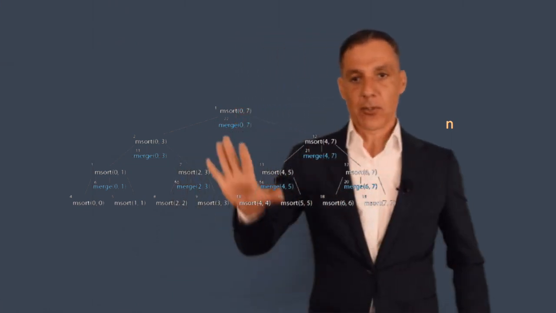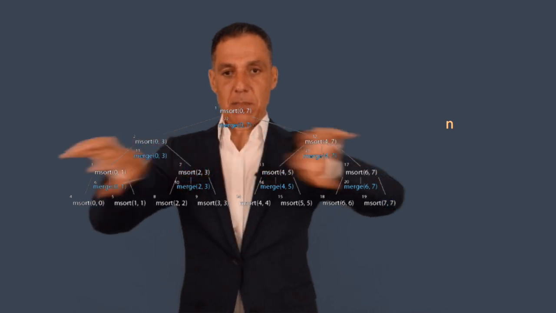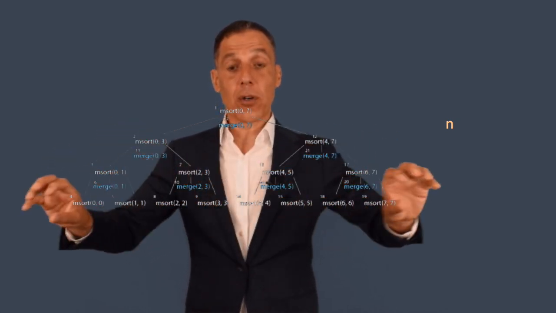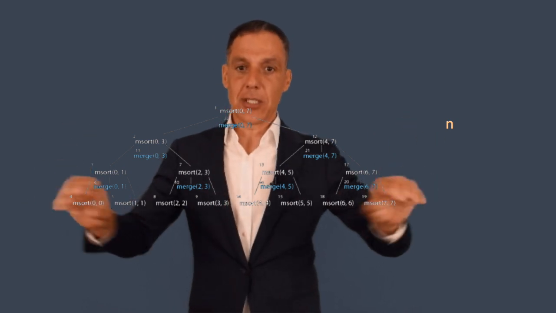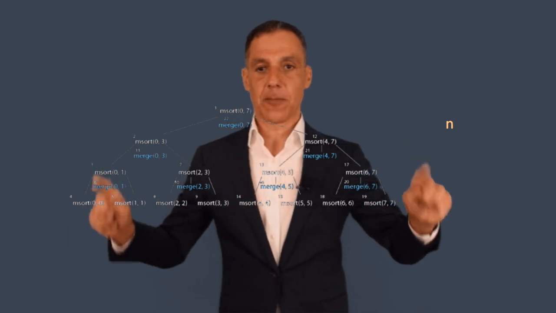Well, let's see. So here's my recursive tree. I had the original call with 8 elements. That spun off 2 recursive calls with 4 elements each. That spun off 4 recursive calls with 2 elements each, and that spun off 8 recursive calls with 1 element each. Okay?